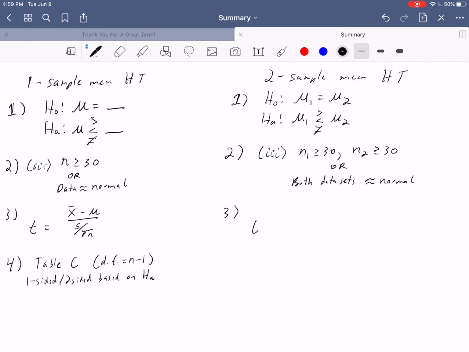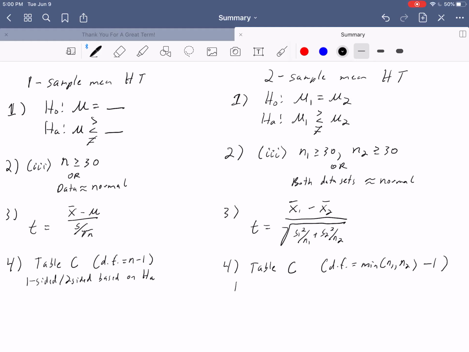For step 3, you would have a test statistic that would look like x1 bar minus x2 bar over the square root of s1 squared over n1 plus s2 squared over n2. And for step 4, when you go to use your table C, for your degrees of freedom, remember you use the minimum of n1 and n2, the smaller one, minus 1. And of course, you still do one-sided or two-sided based on HA.